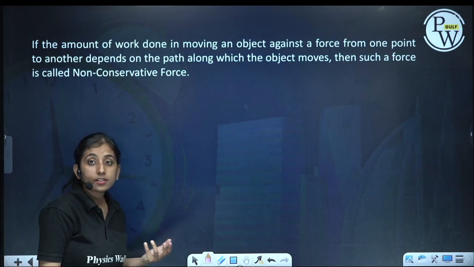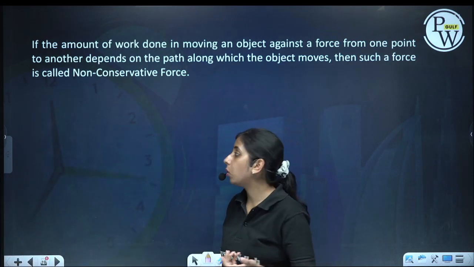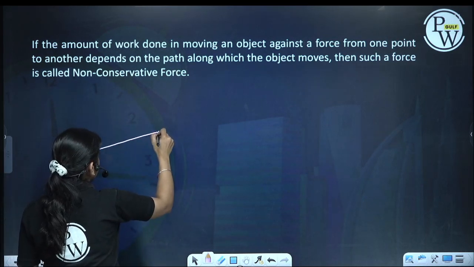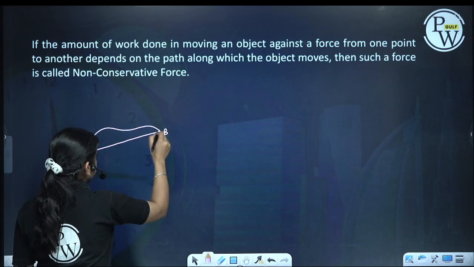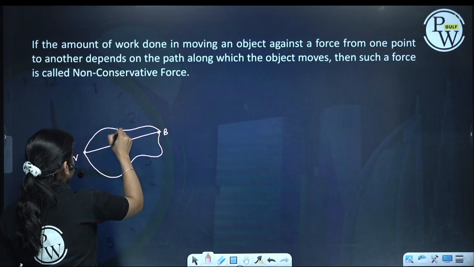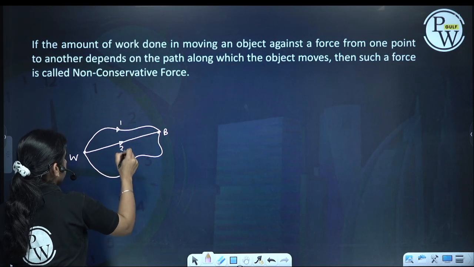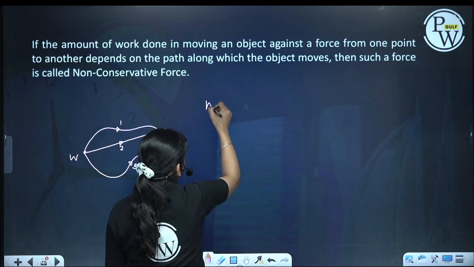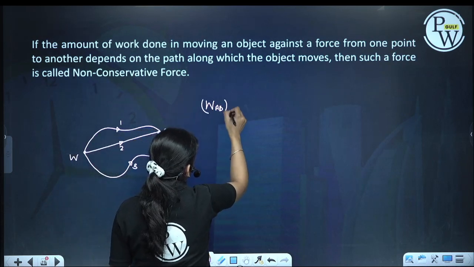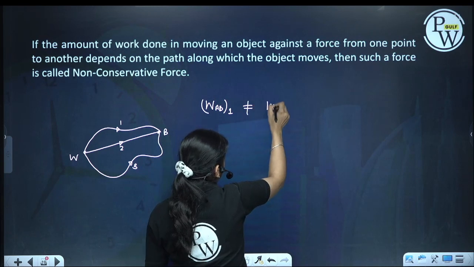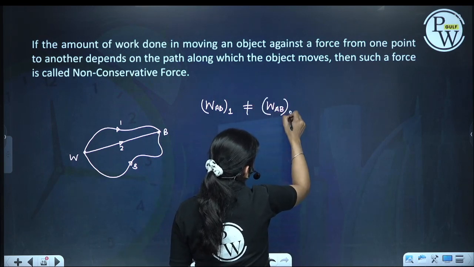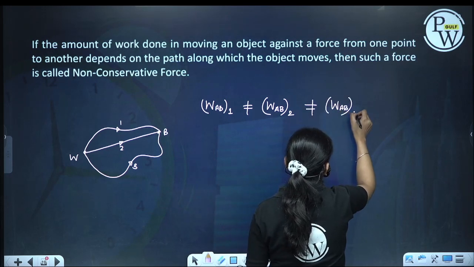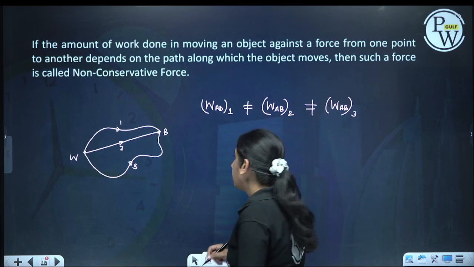Now what is a non-conservative force? Work done depends on the path which is being followed. So if we displace a particle along three different paths from the same points A to B, then work done in going from A to B along path 1 is not equal to work done along path 2, is not equal to work done along path 3, then such a force is called non-conservative force.